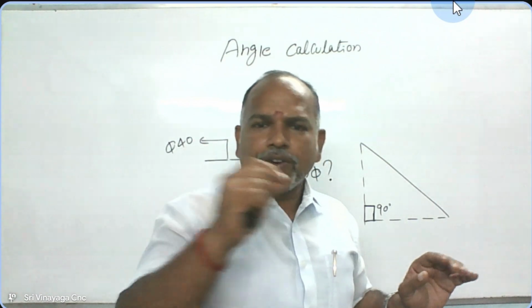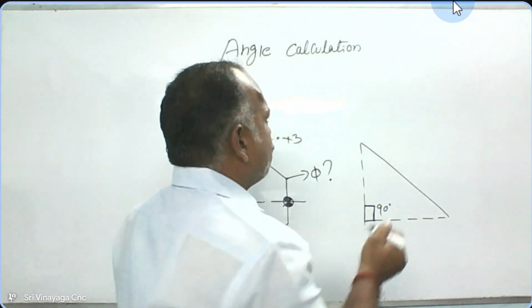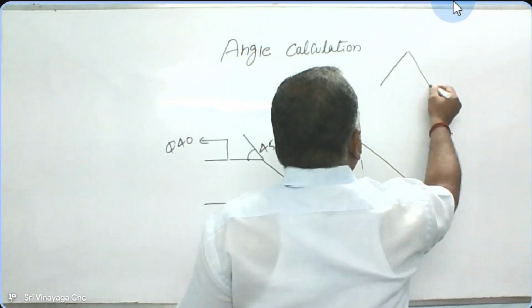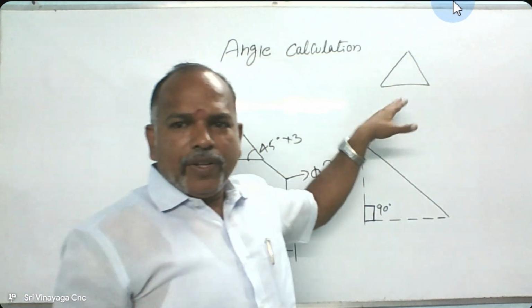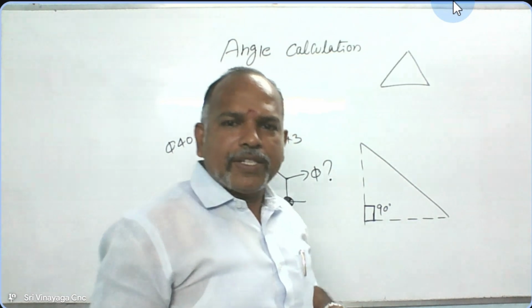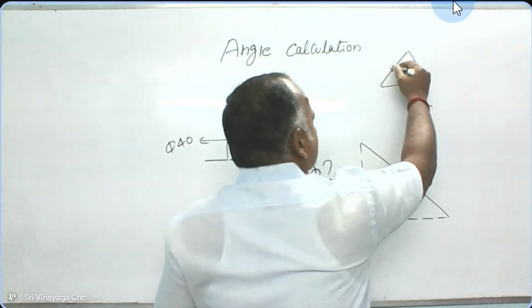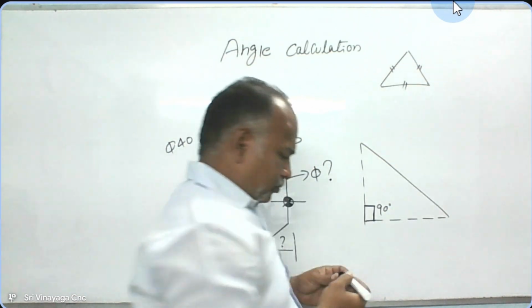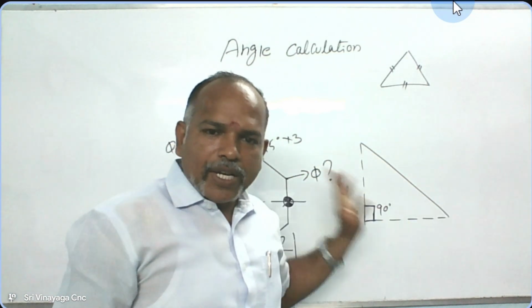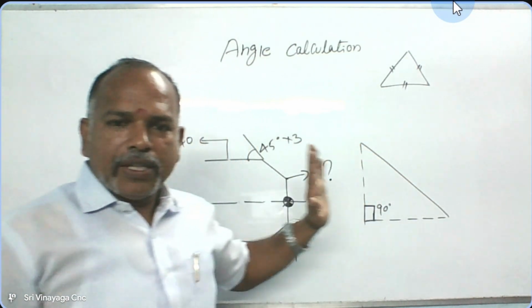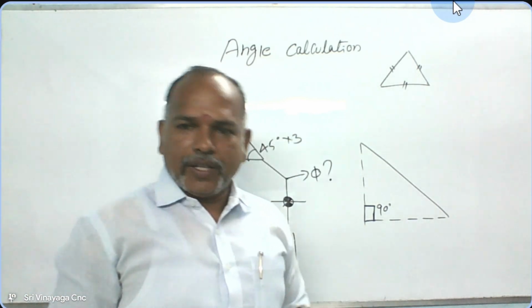You are saying equilateral triangle. An equilateral triangle will have three sides the same. When the three sides are equal, we can say this is an equilateral triangle. But in this diagram, there is one side which is 90 degrees, so we'll say this is a right angle triangle.